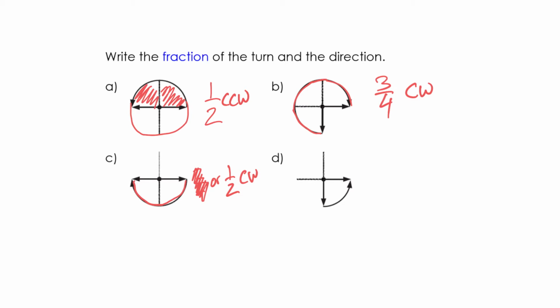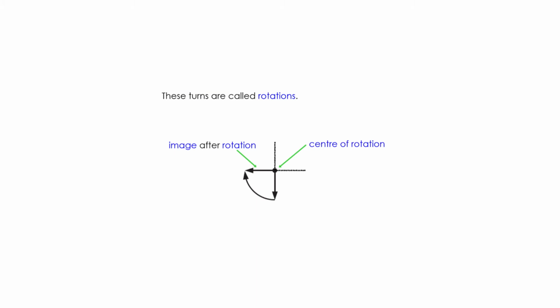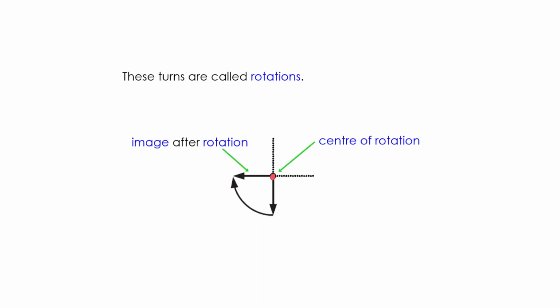And the last example here, D, this is going counterclockwise, and it's 1/4 of a turn because this is just 1/4. These turns are called rotations. So here's the center of the rotation. This is where it starts. It travels along this direction, and this is where it ends up.